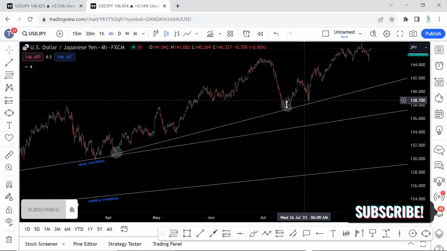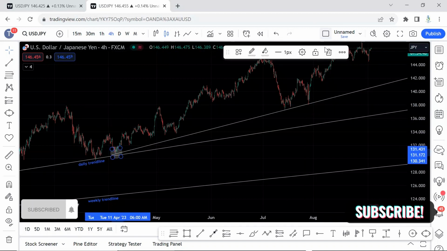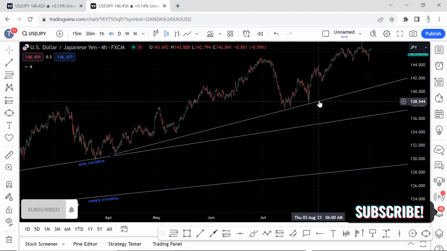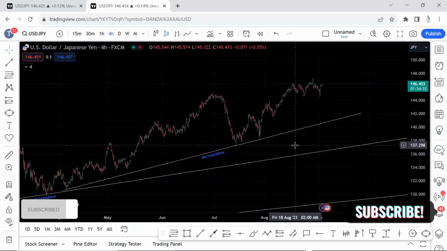So that is the trend line again. Then this one is the forward trend line, and we can label it as the forward trend line. So come here, click settings, and label it as the forward trend line. I click OK.